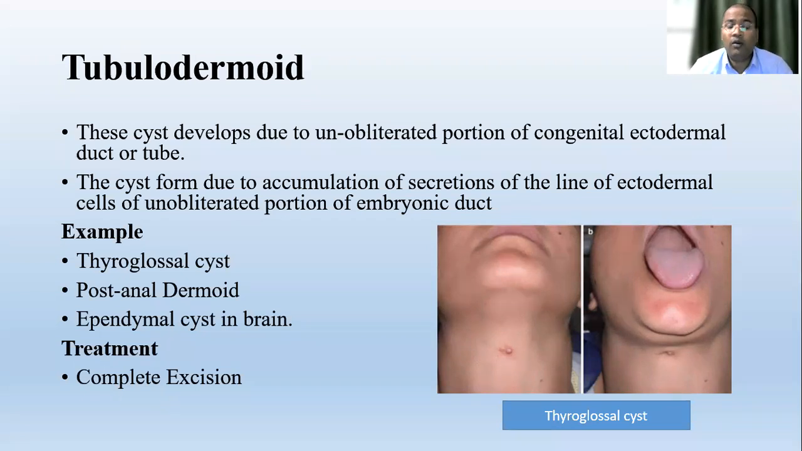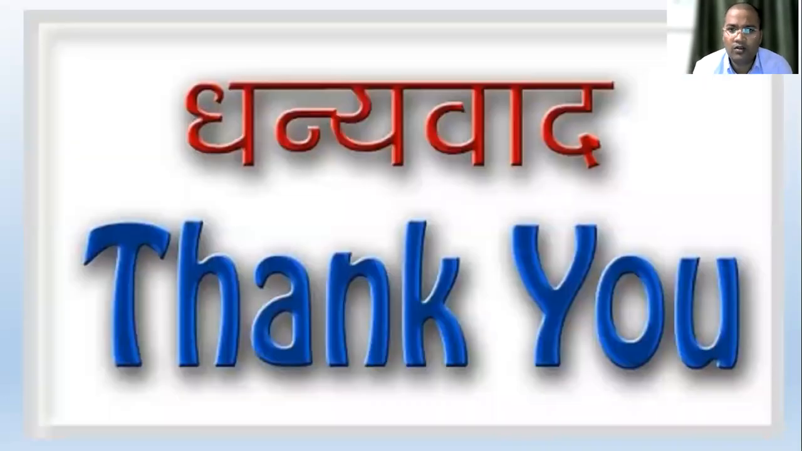So these cysts form due to the accumulation of secretions of the ectodermal lining of an unobliterated portion of the embryonic duct, because these embryonic ducts are supposed to be closed after birth, but sometimes if they remain open, they collect secretions and develop a cyst. So examples of tubular dermoid are thyroglossal cyst, post-anal dermoid, epidermal cyst. The treatment is also the same here. Complete excision is the treatment of choice.